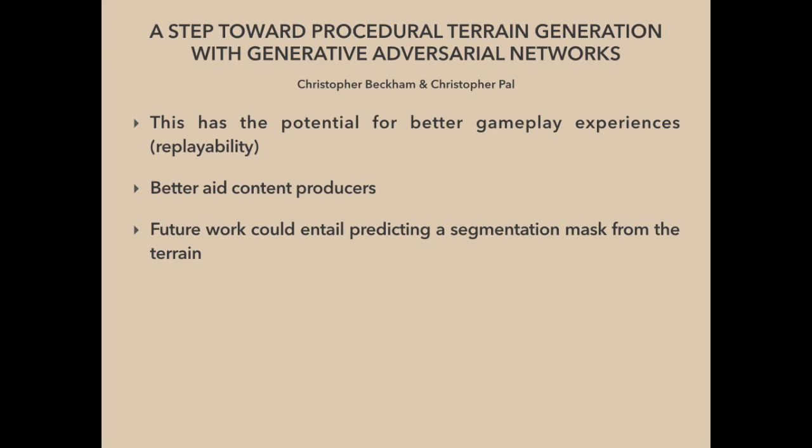Future work could entail, for example, predicting a segmentation mask from the terrain. And so you can imagine, what if the network outputted another map? And so maybe this map would have different colors, and each color corresponds to a different set of objects. So for example, maybe it could tell the game engine to put forest here, or to put a village here, or to put this here. Similarly, you can imagine outputting a splat map, right? And that's going to tell the game engine how to blend certain kinds of textures.